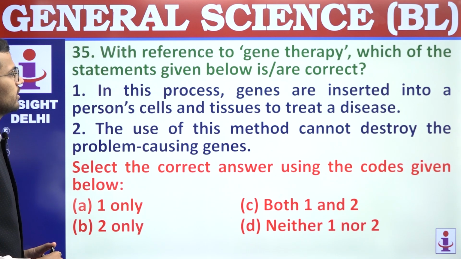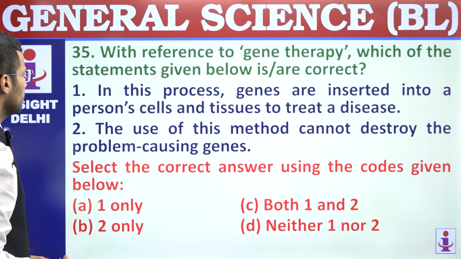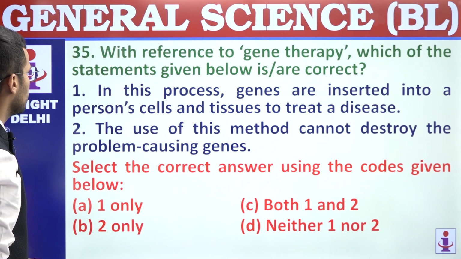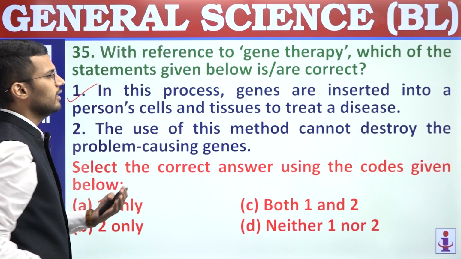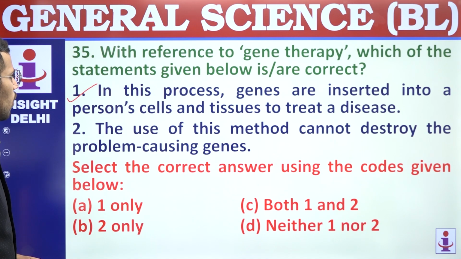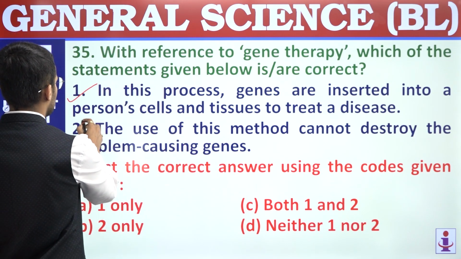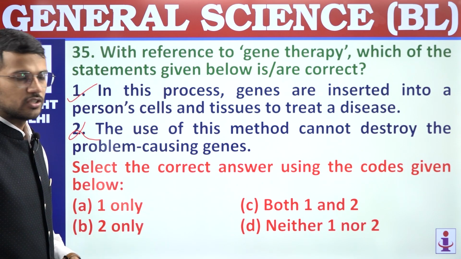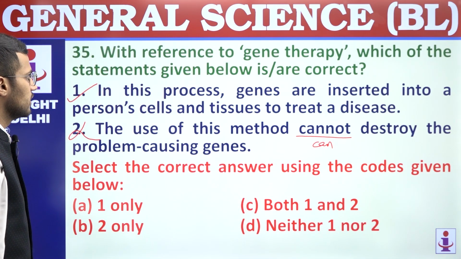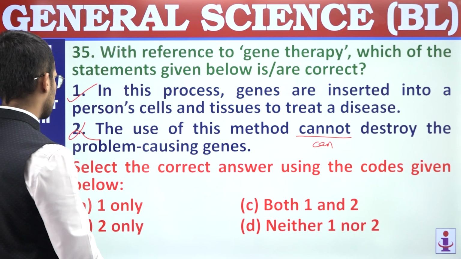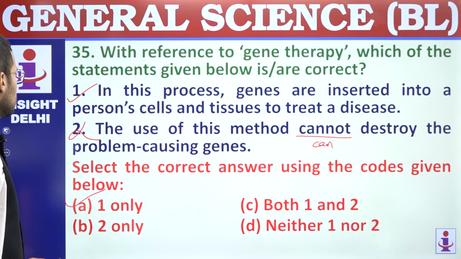35. With reference to gene therapy, which of the statements given below are correct? First, in this process, genes are inserted into a person's cells and tissues to treat a disease, right? So that is the basic idea behind gene therapy. Second, the use of this method cannot destroy the problem-causing genes. Then what will be the use of gene therapy if they are not able to destroy the problem-causing genes? So they can destroy problem-causing genes, and that's why second statement is incorrect, right? So we are supposed to find out correct statement. Only first statement is correct, and hence answer is A. Question number 35, answer is A.